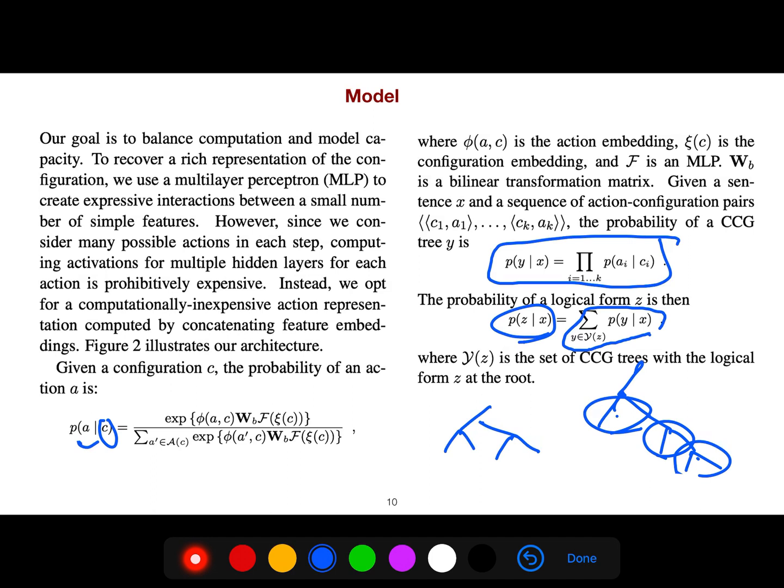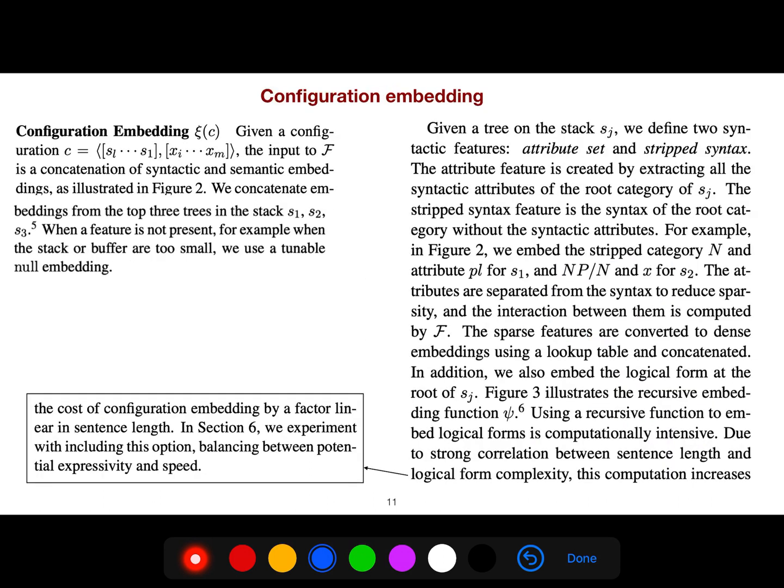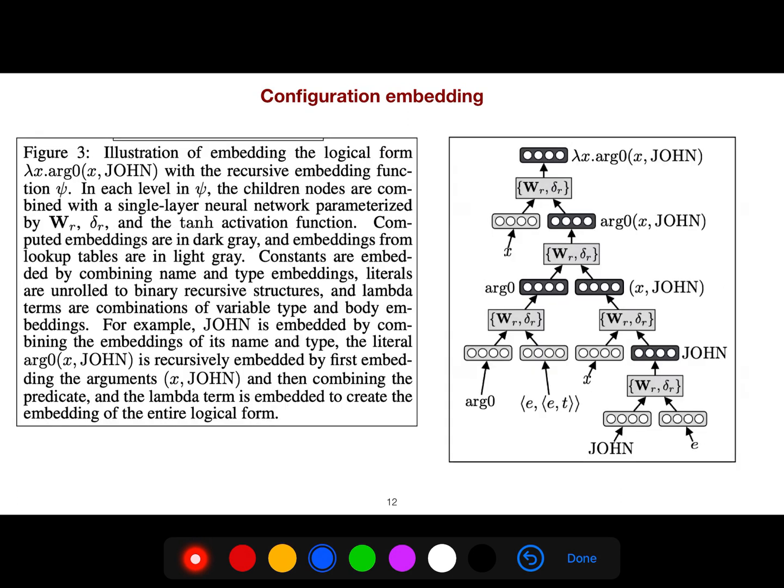Z is your logical form. And so we should embed the configuration. How do you embed the configuration? There are several ways. You can use, for example, if you like a recursive neural net, you can use it, but the problem with a recursive neural network is that you should have that graph.